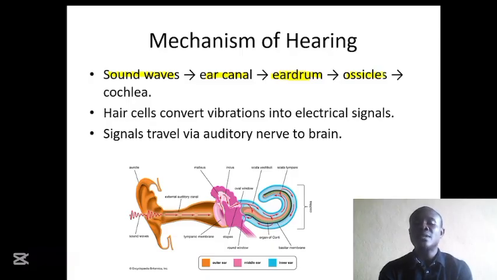These three bones I named, they will vibrate and transmit the sound wave to the cochlea. When the sound wave reaches the cochlea, it will cause the basilar membrane to vibrate. The vibration of the basilar membrane will cause the fluid in the cochlea to move. As the fluid in the cochlea moves, what happens?